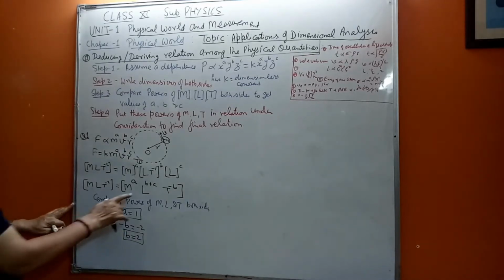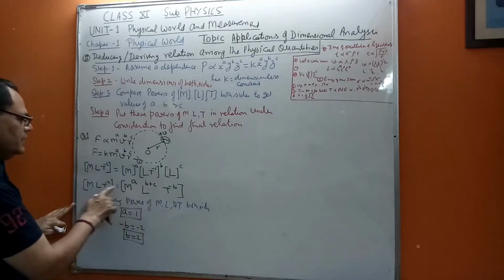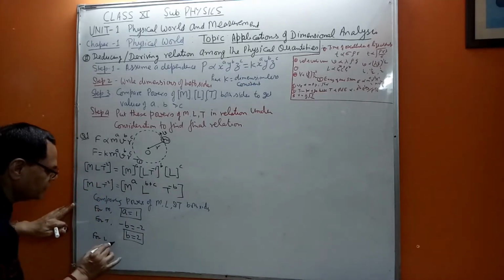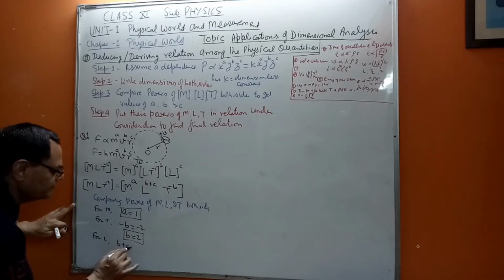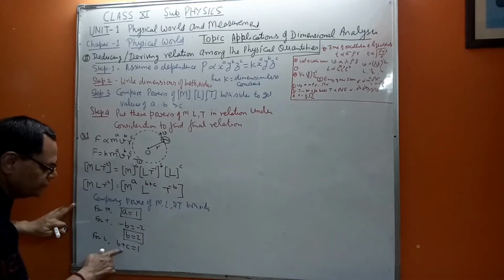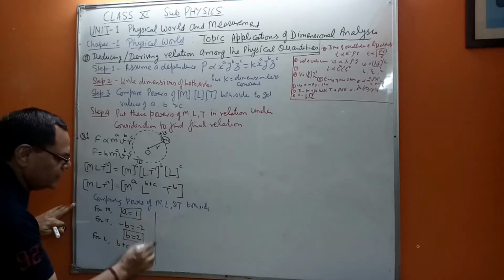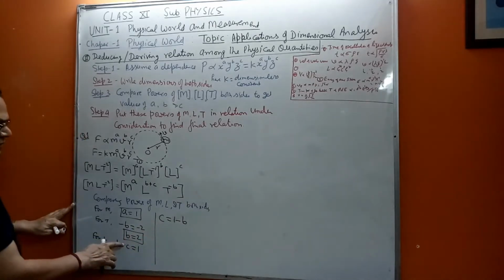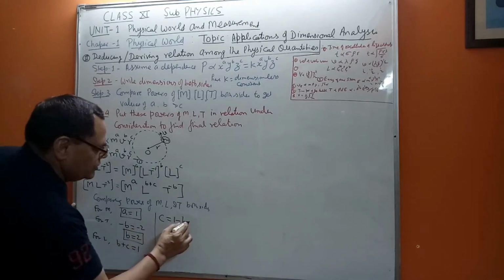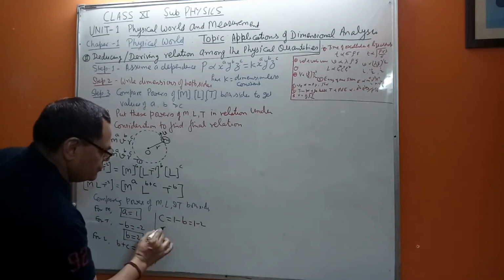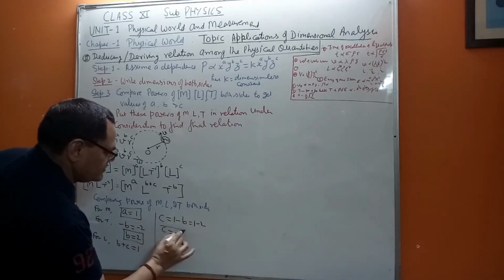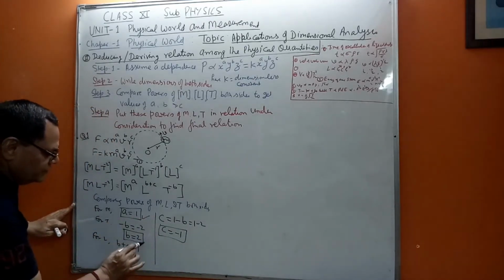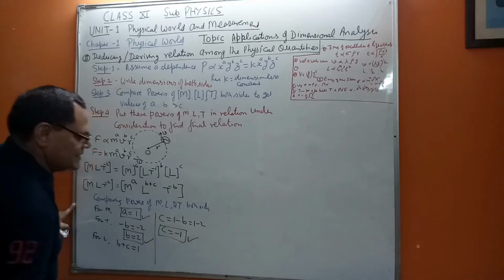Clear? Now length is left. Here length is b plus c and here it is 1. So for length when we compare, you will find b plus c is equal to 1. We need to find out c. So c is equal to 1 minus b, and b you got as 2. So it is 1 minus 2, and the value of c is nothing but minus 1. So here we got the value of a, the value of b, and the value of c.